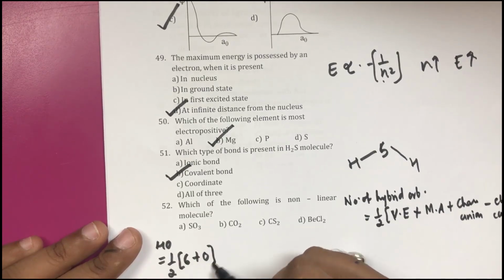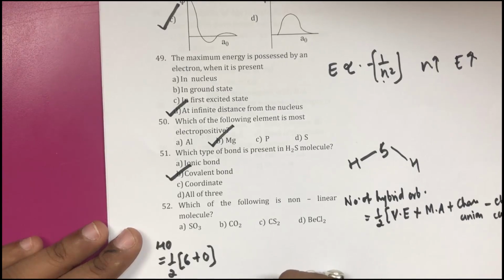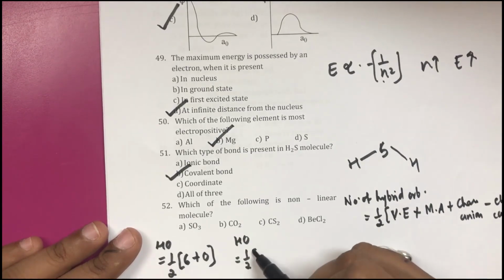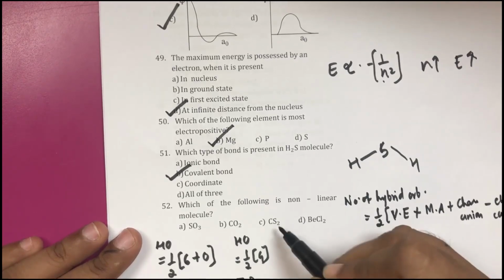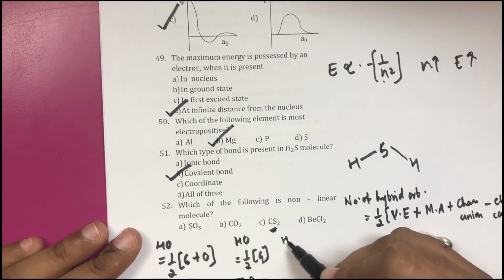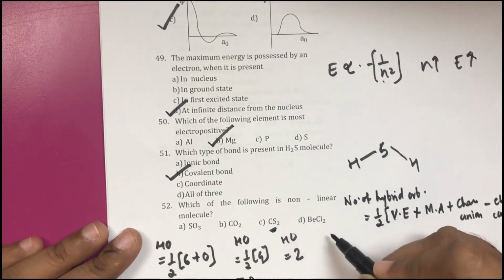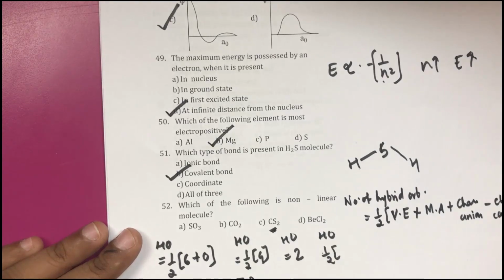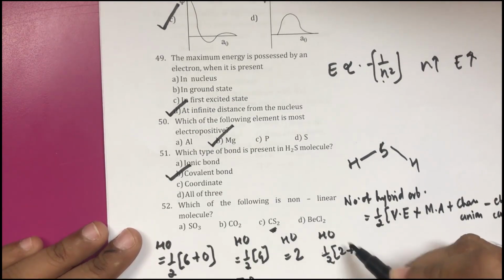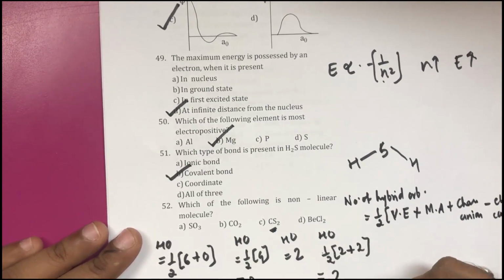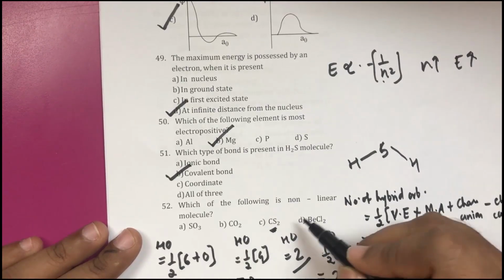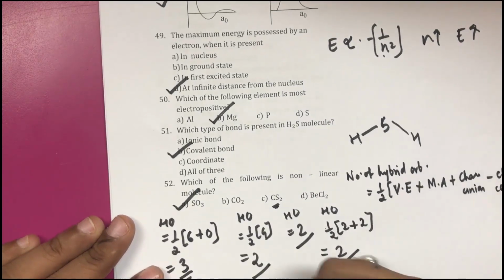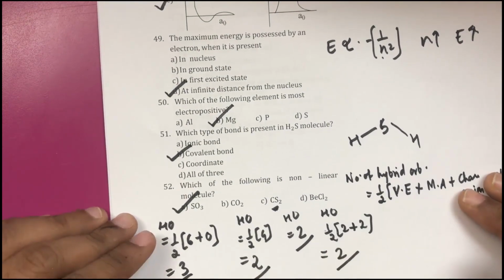So all these values are 0. So 6 into half equals 3. Then in the case of carbon dioxide, this is half into 4, that equals 2. Again a similar case over here, this will also come 2. Then the last case, beryllium: half into beryllium's outermost shell electrons, which are 2, plus monovalent atoms, which are 2, so that equals 2. They are all sp hybridized, therefore linear, while this is sp2 hybridized, definitely non-linear. Hence our option is option A.